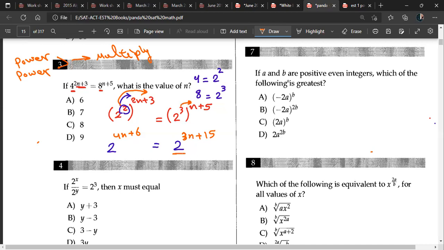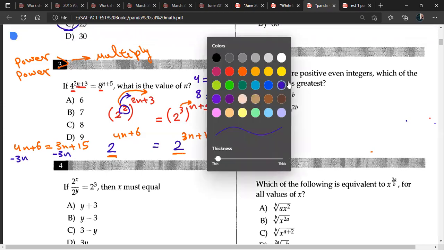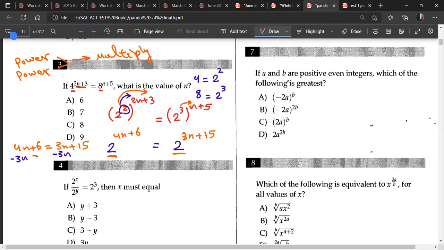Now we have same base, so we have equal powers. When you have same bases, you have equal power. So now we do what? We will say 4n plus 6 equals 3n plus 15. And solve for n. Solve for n. So what we're gonna do here, we will minus 3n from both sides. Okay, and also minus 6 from both sides to solve for n.